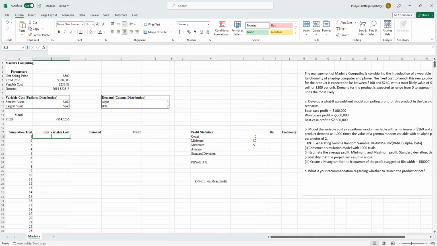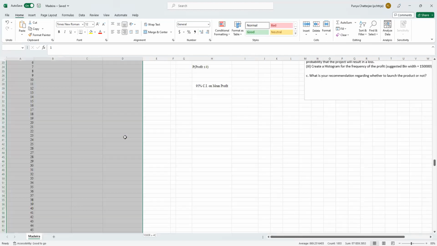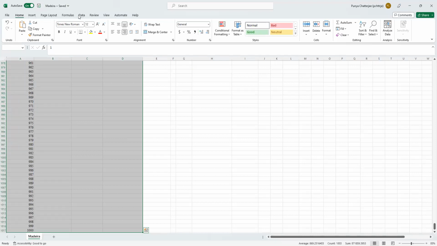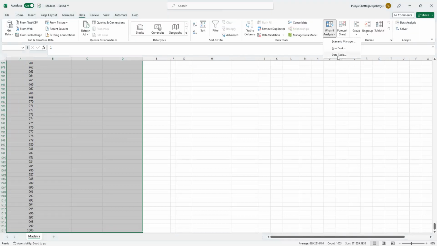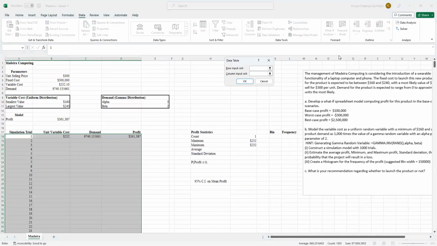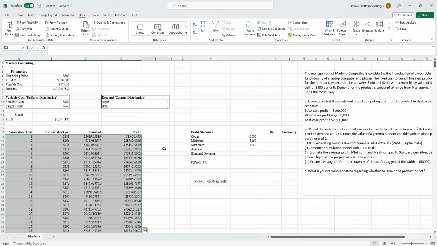Next thing is to just link everything correctly, right? So you're going to link to unit variable cost right here, demand right here, and then your profit, which is going to be right here. Once you did that, you are going to select everything with Control Shift Down Arrow or Command Shift Down Arrow. And then you're going to go to Data, What-If Analysis, and then Data Table. In the data table, you're going to keep your row input cell empty and your column input cell should be any cell that is not occupied or not in the table. All right. So once you do that, you should have all the what-if analysis.